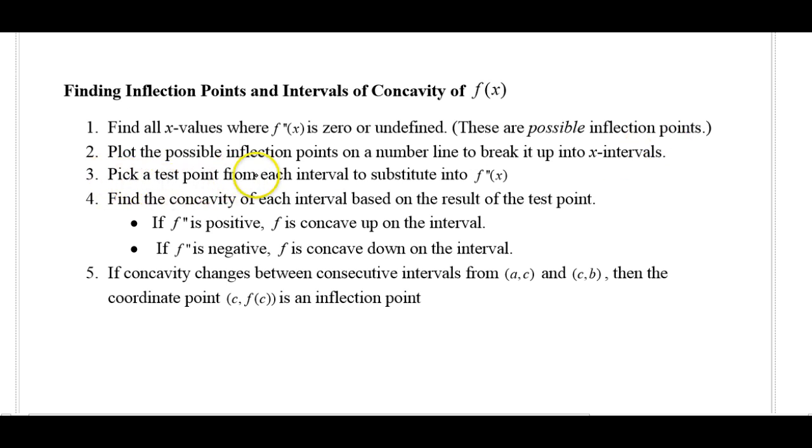We're then going to pick a test point from each interval to substitute into the second derivative. Now we're doing that to find the concavity of each interval based on the result of the test point. So if we take that test point and decide that the second derivative is positive on that interval, well then f is concave up on that interval. And if the second derivative is negative on that interval based on the test point result, then f is concave down on the interval. Now if concavity changes between consecutive intervals from a to c and c to b, then the coordinate point (c, f of c) is an inflection point.